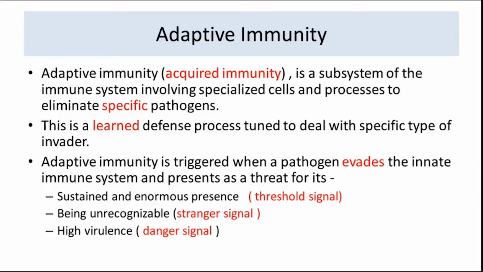The conditions when adaptive immunity is triggered are three important conditions. One is if the body feels that there is a sustained and enormous presence of the pathogen. This is called the threshold signal. If the body perceives that the pathogen present in the body is unrecognizable, that is the stranger signal. Or if the body perceives that the pathogen present in the body has a very high virulence, that is the danger signal. This can be summarized here.